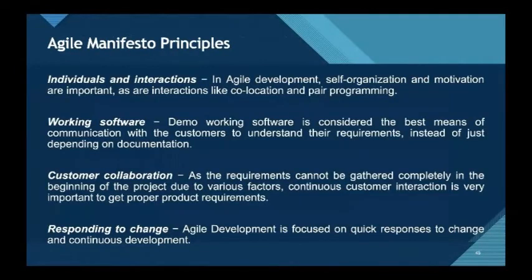So, Agile Manifesto Principles. Individuals and interactions. In agile development, self-organization and motivation are important, as are interactions like co-location and pair programming. Working software. Demo working software is considered the best means of communication with the customers to understand their requirements instead of just depending on documentation.